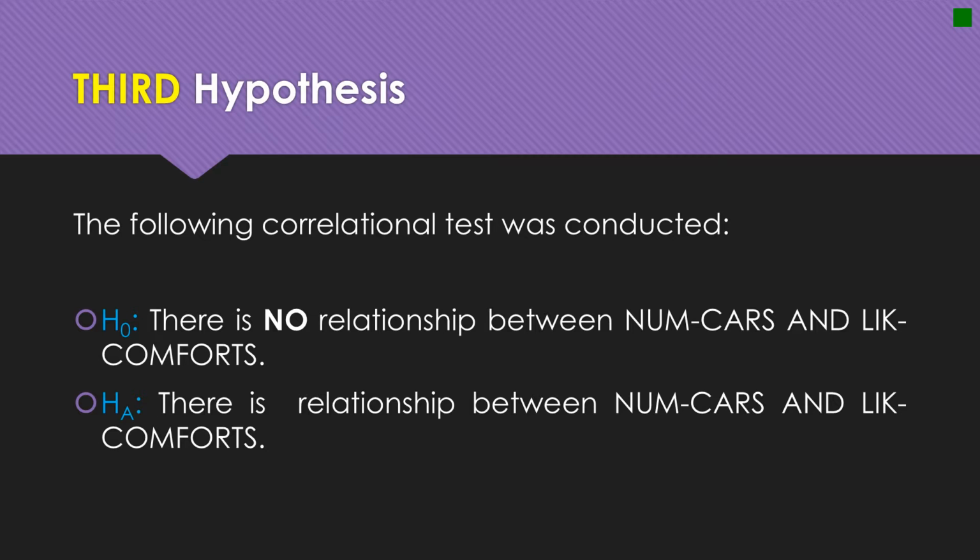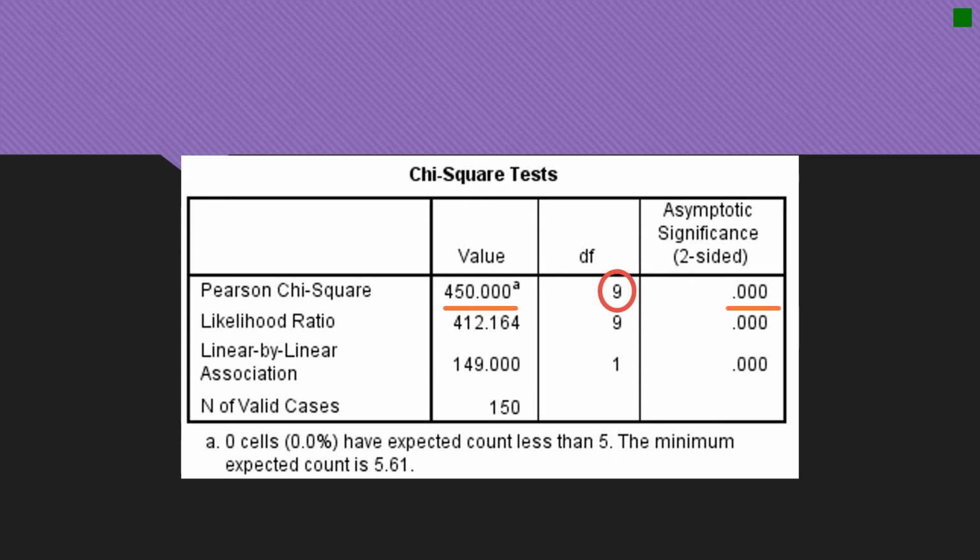Again, the null hypothesis says there is no relation between numcars and leak comfort, and the alternative hypothesis says there is a relation between numcars and leak comfort. We have again run the test in PSPP software, and what we found in the results here is the degree of freedom is 9, increased from 6 to 9.